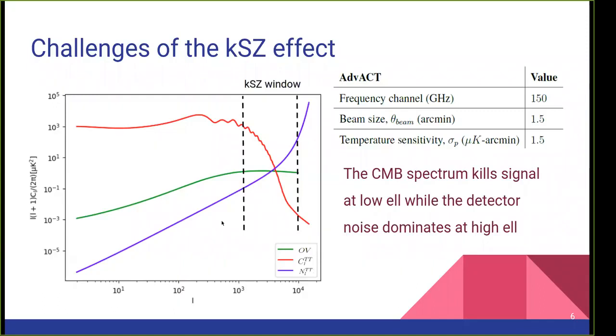So the detector that we use is AdvACT. We don't actually use it, we use the noise from that detector. So what you can see is that the CMB spectrum kills all the signal at low L, the detector noise dominates at high L. There's a small window, we can refer to it as a window, where the KSZ signal is possibly detectable. So we're not actually interested in observing the KSZ signal itself, only the cross correlation, but the KSZ window that's demarcated here does come up in plots that I'm going to show with the cross correlation signal to noise.